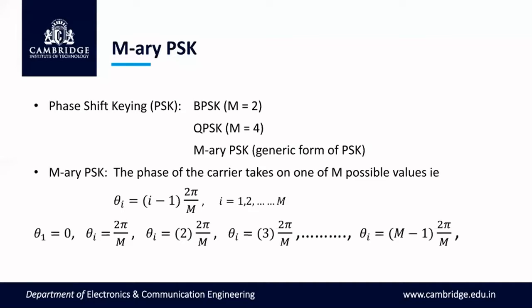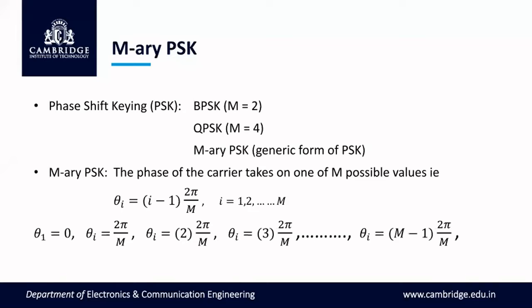For the third symbol, it's going to be 2 times 2 pi by M. For the next symbol, 3 times 2 pi by M. Next one, 4 times 2 pi by M. Like that, the last symbol, M minus 1 into 2 pi by M. So likewise, we are going to choose different phase values for different symbols. That is how we get M-ary PSK.